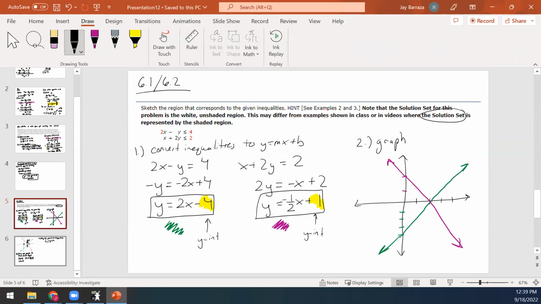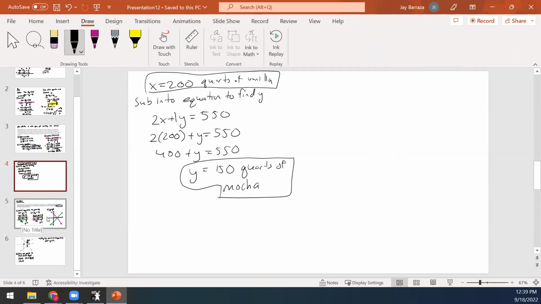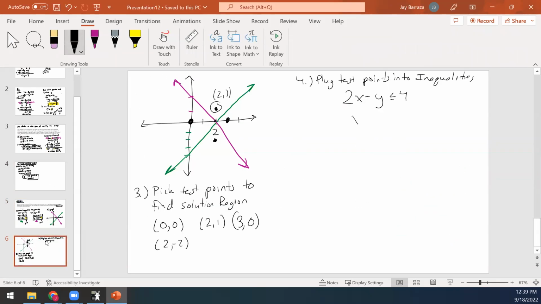So less than 4, and x plus 2y less than or equal to 2. We're going to use the point (2, 1), so we plug it into both inequalities. 2 times 2 minus 1 less than or equal to 4. I get 3 less than or equal to 4, check.